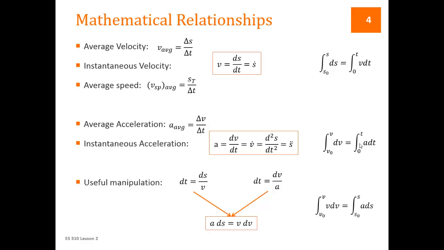We can often find another useful equation by combining the two. So if we don't know anything about time, for example, we wouldn't be able to handle these time derivatives. So if we solve each of these for dt, we get dt is ds over v and dt is dv over a. Combine those, so set them equal and redistribute. We get this expression, a ds is equal to v dv, which is often a useful expression when we don't know things about time. Again, we can integrate that, and we have a similar relationship.